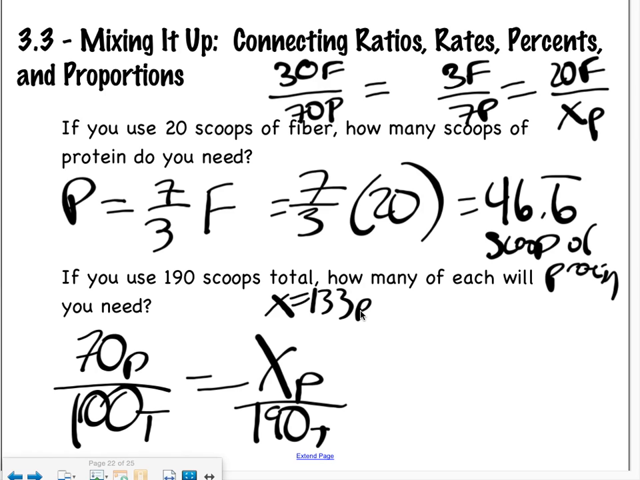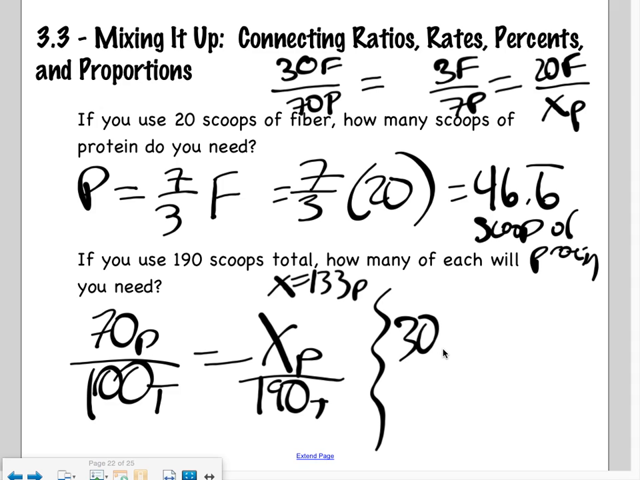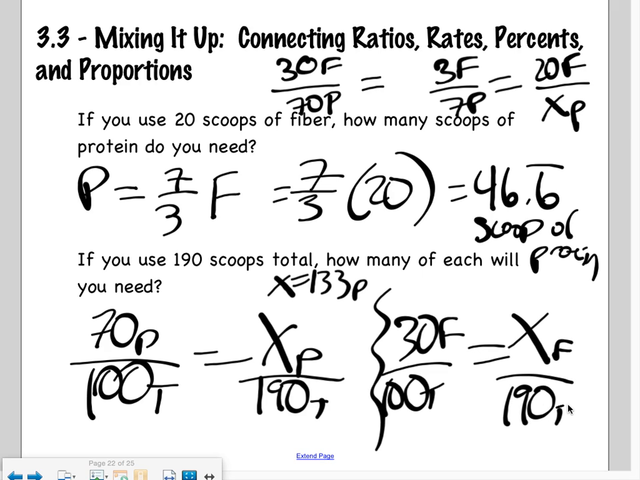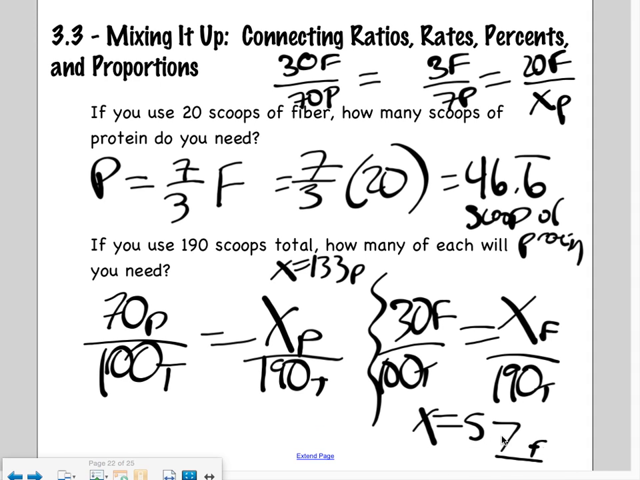Now we could subtract 190 minus 133 to get 57 fiber, or we could show the other proportion. Just to show it, we're given 30 fiber over 100 total scoops equals X fiber over 190 total scoops. And when you solve that, you get X equals 57 fiber. Okay?